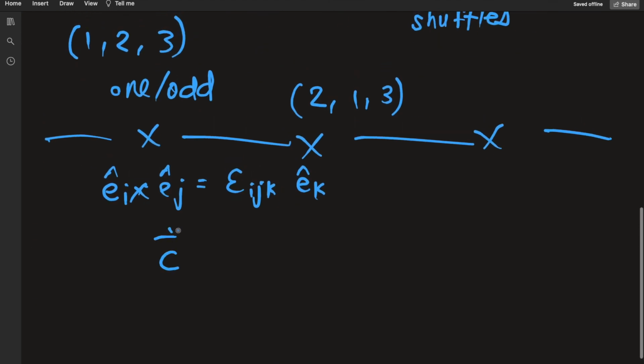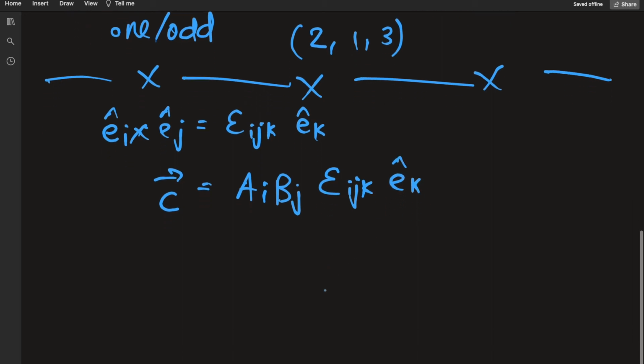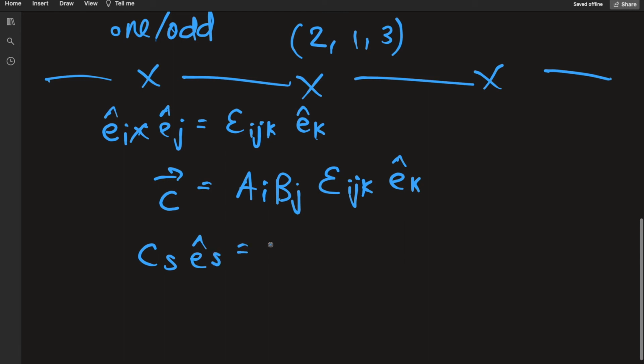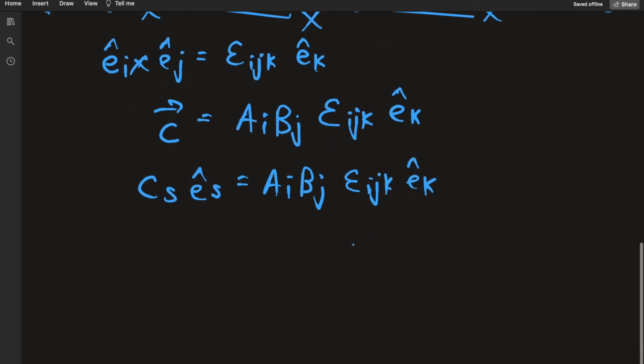This means C is just A sub i B sub j epsilon ijk E sub k hat. And you can expand C using independent indices again. C sub s E sub s hat is equal to A sub i B sub j epsilon ijk E sub k hat. What you can do is dot both sides with E sub k hat.